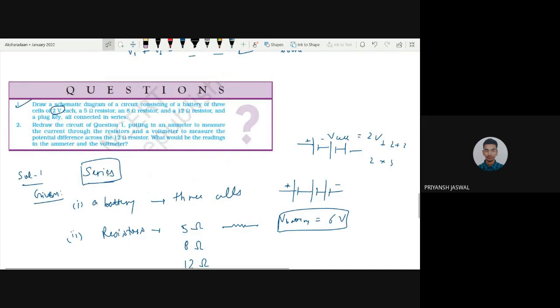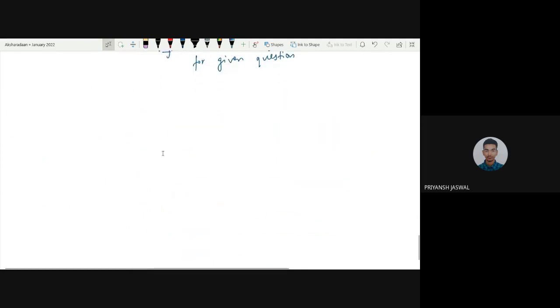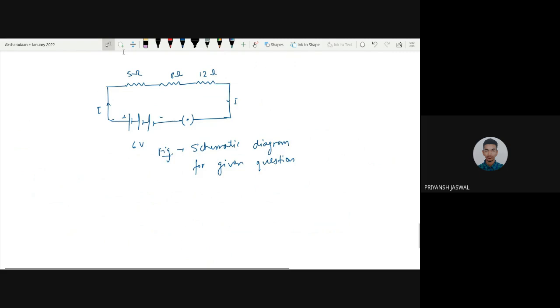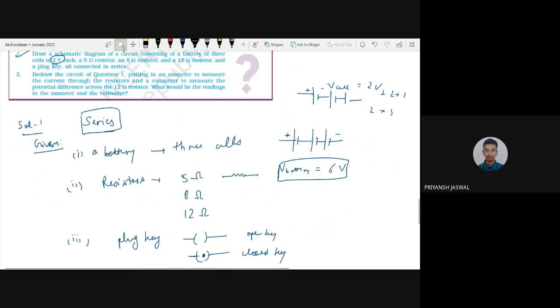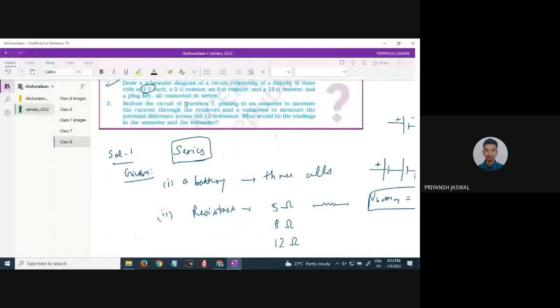Now the question number 2. Redraw the circuit of question 1, putting in an ammeter to measure the current through the resistors and a voltmeter to measure the potential difference across the 12 ohm resistor. What would be the readings in the ammeter and the voltmeter? So now they have asked us to modify this circuit. Just a sec.